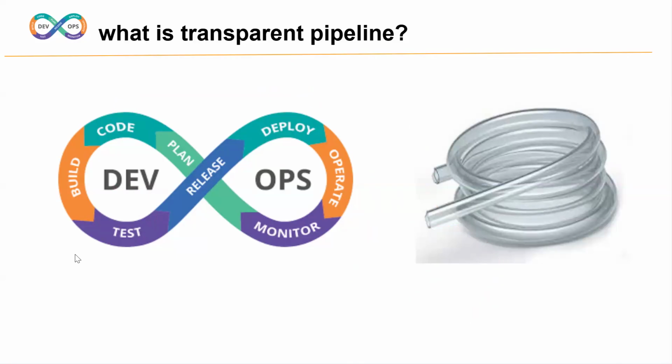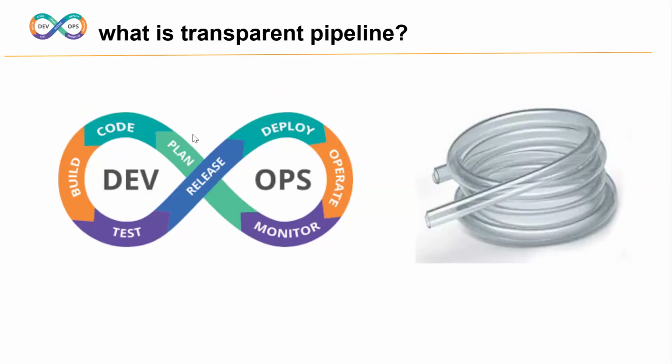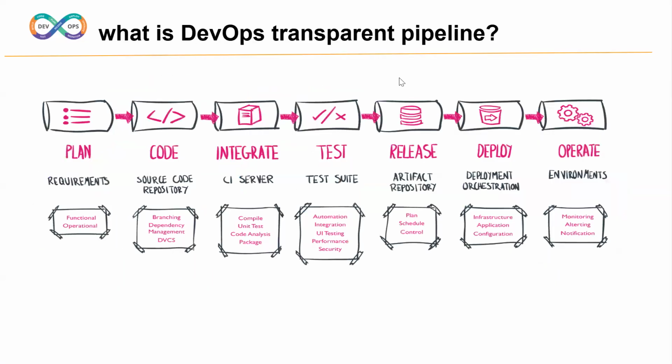That is the reason we are replacing the complex pipeline with what? A transparent pipeline. The actual DevOps transparent pipeline looks like this. In this DevOps transparent pipeline, we have plan, coding, integration, testing, release, deploy, operations. Our roles and responsibilities start from the dev environment and end with what? Operations. We are part of coding, integration, testing, release, deploy, operations.